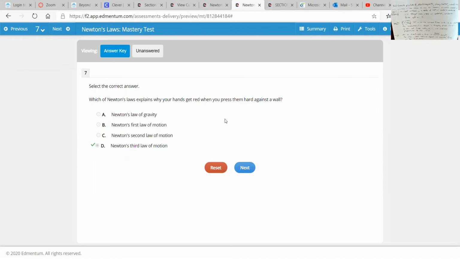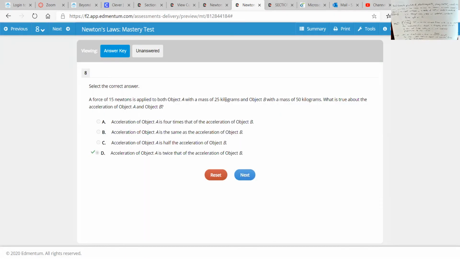Which of Newton's laws explains why your hands get red when you press them hard against a wall? Well, that ties back into an equal and opposite reaction. That is our third law of motion. You're exerting a force on the wall, that wall exerts a force on your hand, and that's why that occurs.